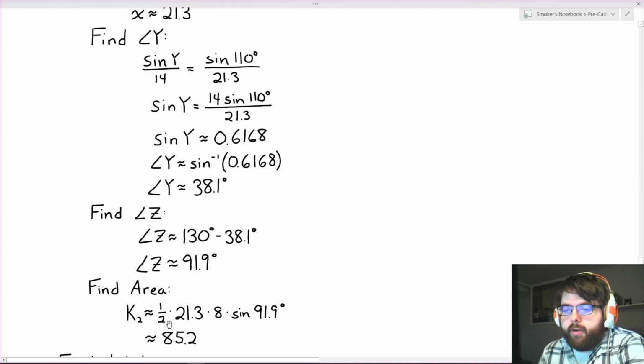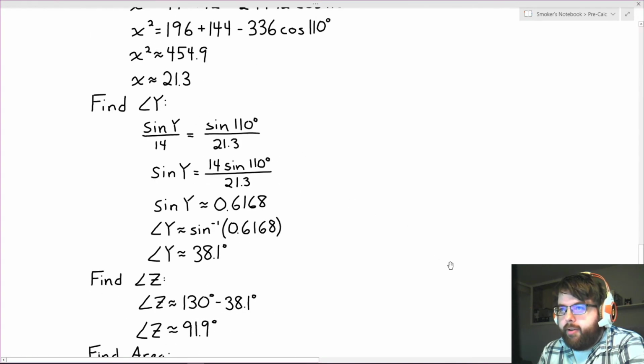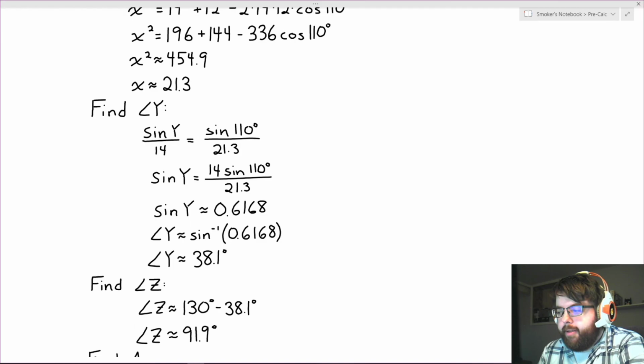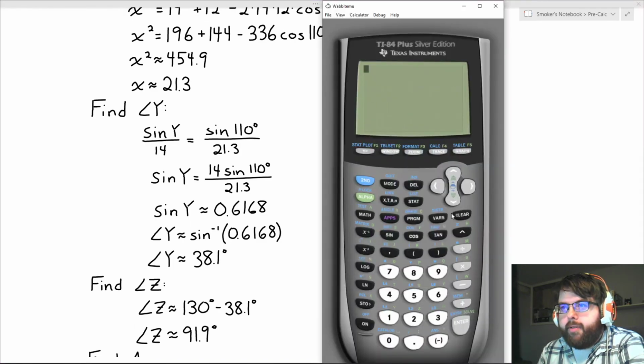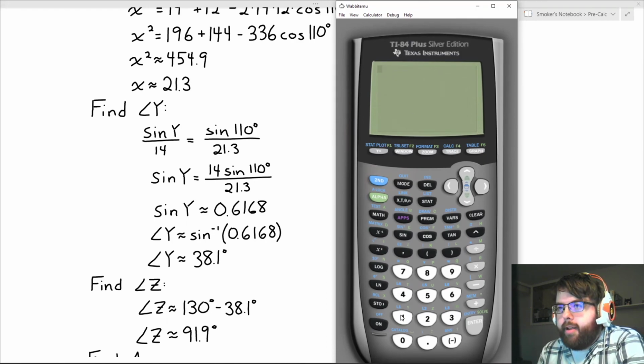Oops, I just went down a little too far. One half times 21.3 times 8, sine of 91.9. This is all a bunch of approximated values. Let me go back one second. So if I'm putting these in my calculator, as if I have multiple calculators. Okay, so let me move this over a little so I can see.